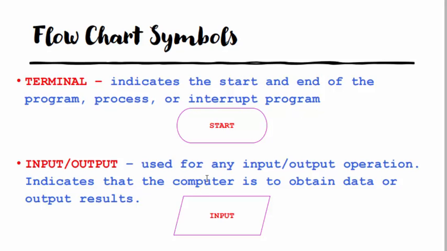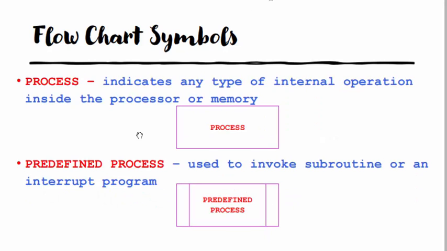We also have the symbol for input and output. It is denoted by a slanted rectangle. It is used for any input or output operation, and it indicates that the computer is to obtain data or output results. We also have the process. The process is a rectangle with the name of the process as its label inside, and it indicates any type of internal operation inside the processor or memory. We see a different kind of process with lines on the sides, and it is used to invoke a subroutine or an interrupt program, and it is called a predefined process.